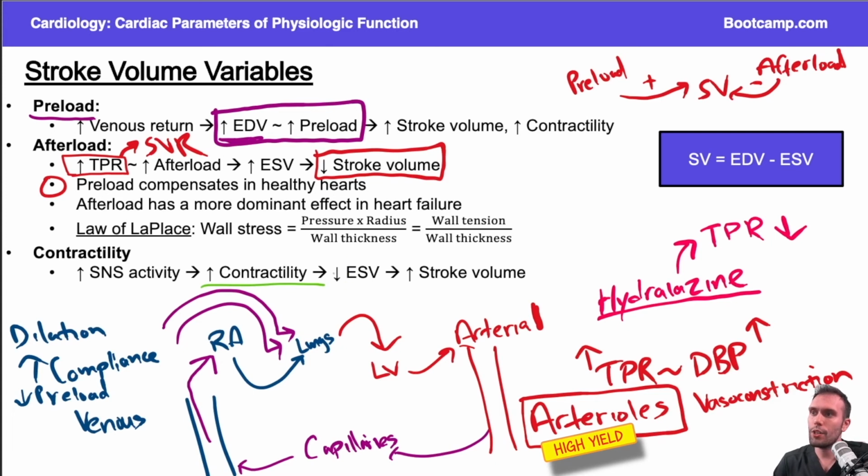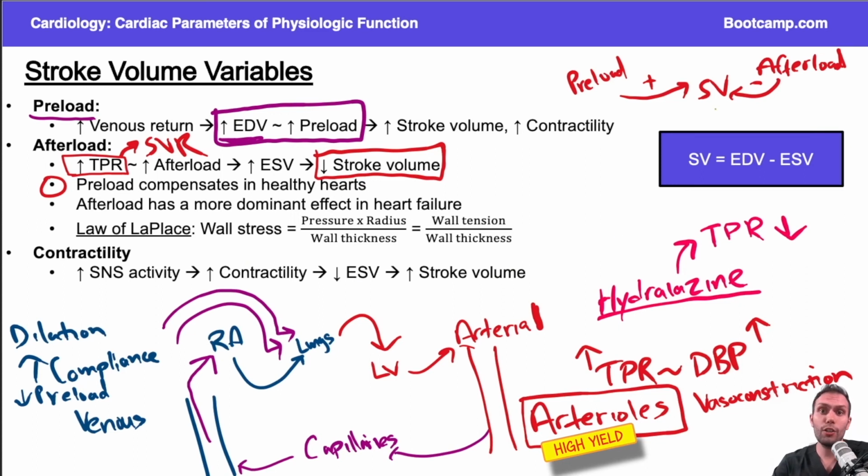And if I increase my contractility, what's going to happen to my end systolic volume? We just kind of talked about this. It's going to be lower because I'm ejecting more blood from the heart. Going back to our equation, if I lower the end systolic volume, then my stroke volume will be higher, right? That's the concept. So contractility also impacts the stroke volume.